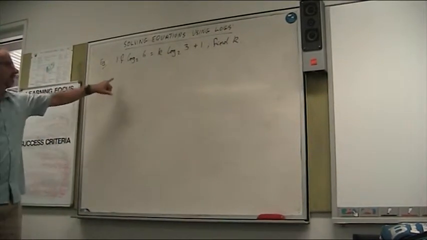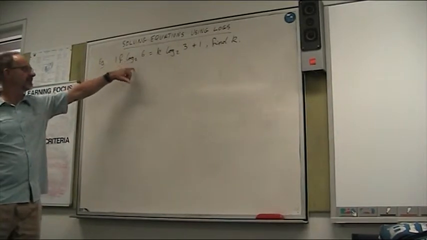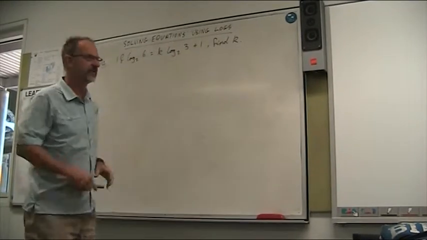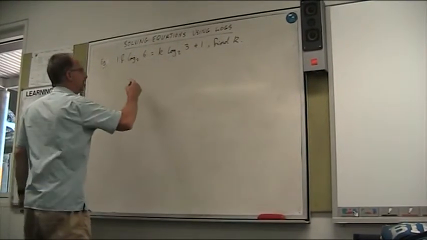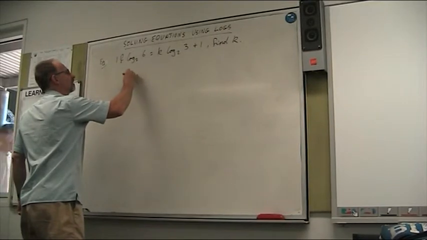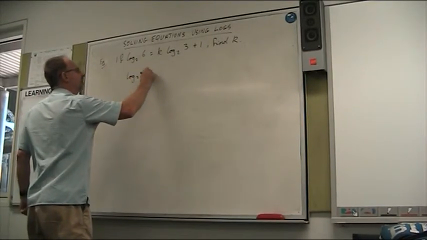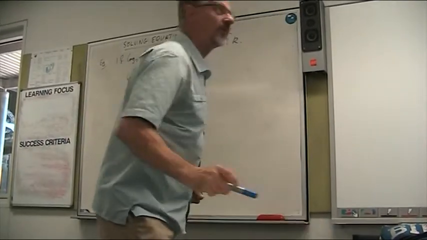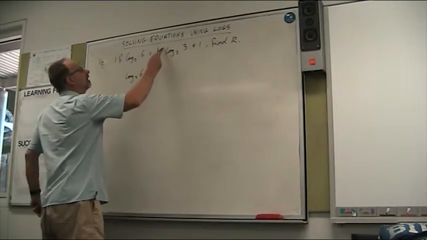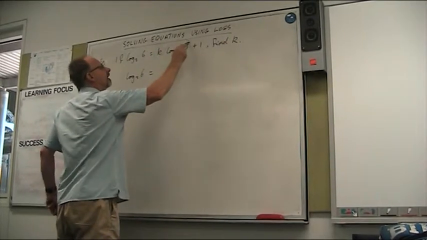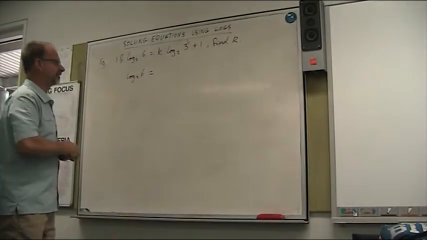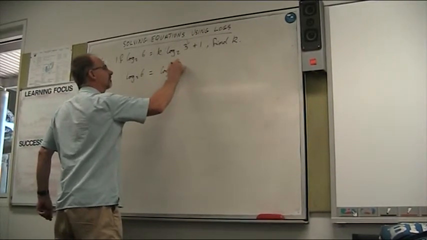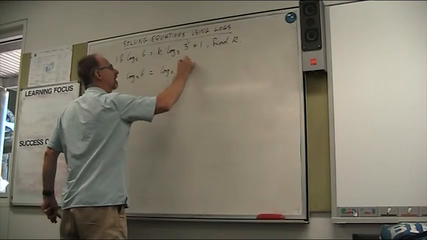Alright, so the first one, question says if log base 2 of 6 is equal to k log base 2 of 3 plus 1, find what k is. So log to the base 2 of 6, so we're going to use some of the log laws. And the first one I'm going to use is the one where we take the number out the front and put it up there as a power. So log to the base 2 of 3 to the power of k plus 1.